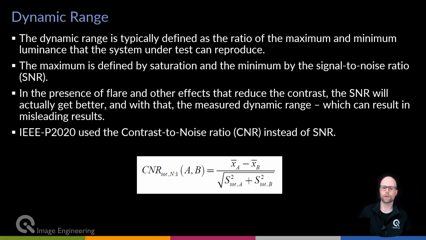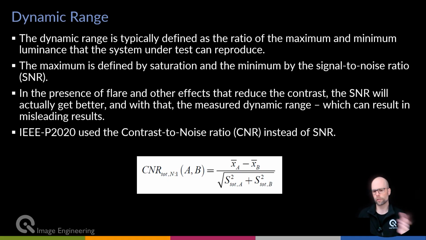CNR, the contrast to noise ratio. The idea is that we do not use the mean value divided by the standard deviation, as for SNR. We take the contrast between two patches. And now you see two patches.